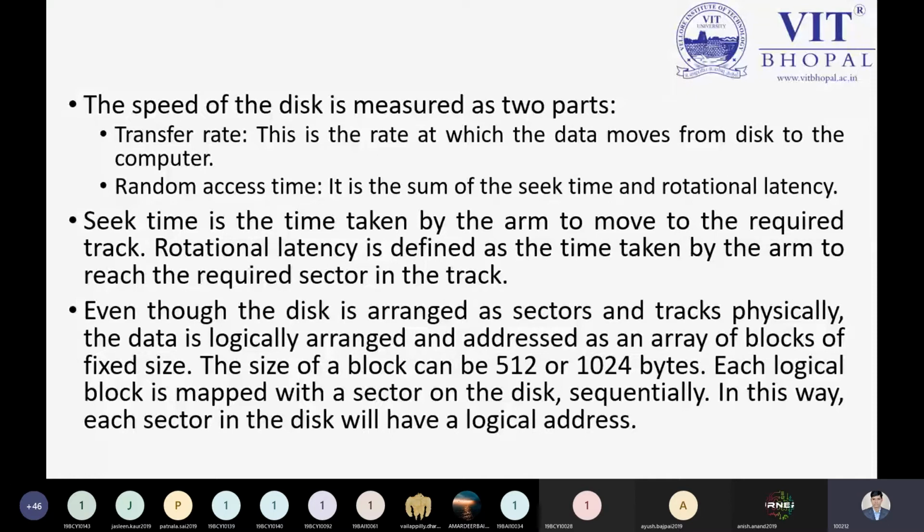It is just like the circular queue. In the circular queue, it looks like a circular queue with the information to be stored. The size of the block can be 512 or 1024 bytes. Each logical block is mapped with a sector on the disk sequentially. In this way, each sector in the disk will have a logical address.